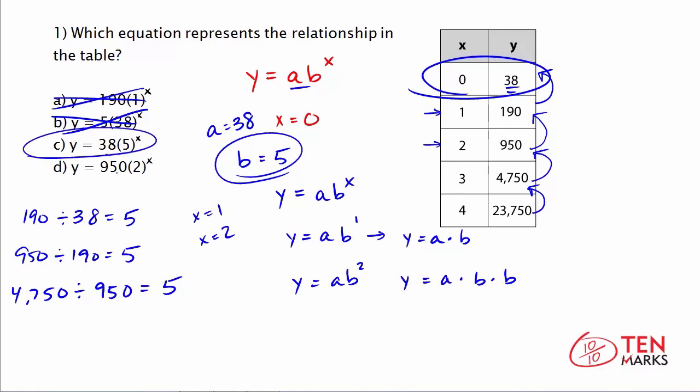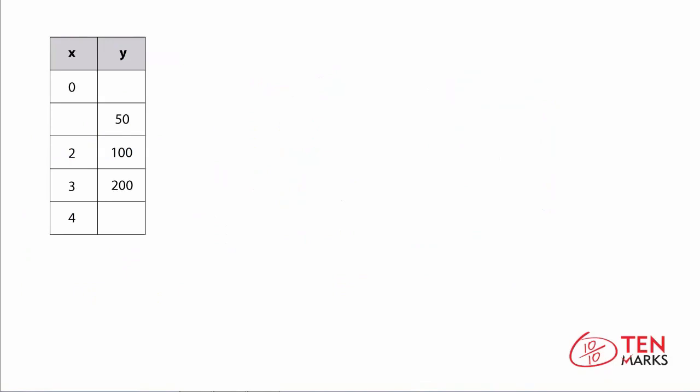For this table shown, the equation is y equals 38 times 5 to the power of x. Let's try another problem together now. Okay, what we have here is a t-table that has some missing values. And I'm going to tell you that the exponential function we're working with is y equals 25 times 2 to the power of x. What we want to do is use the function to find the missing values in the table. So let's begin with the first one here.